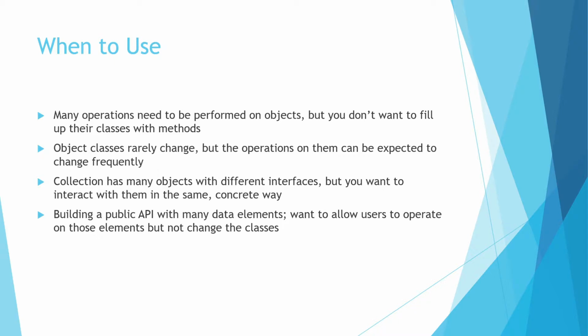If you have a collection of many different objects with many different interfaces, and you want to interact with them all in the same concrete way, you would have them all implement your visitable interface. Or if you're building a public API with many data elements, and you want to allow users to operate on those elements but not change the classes.